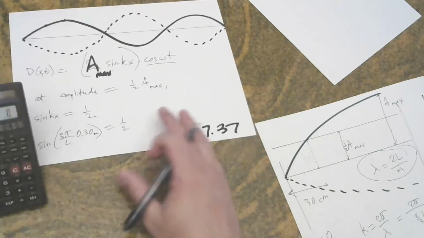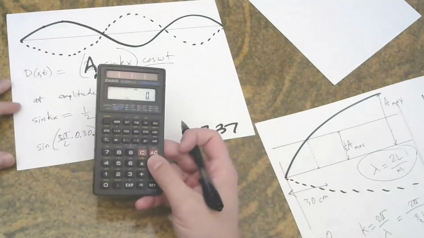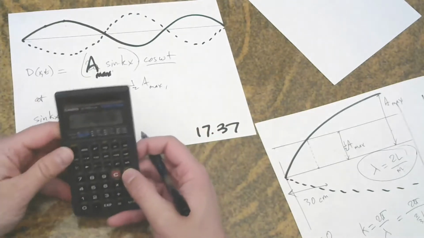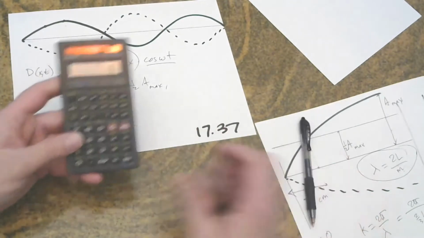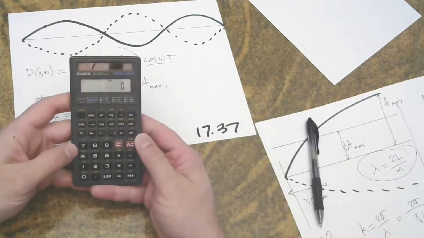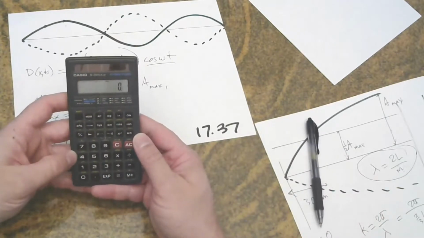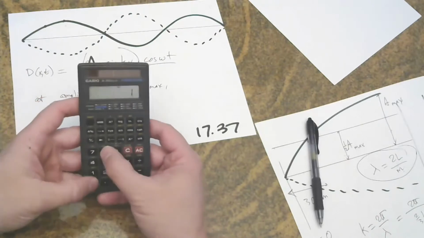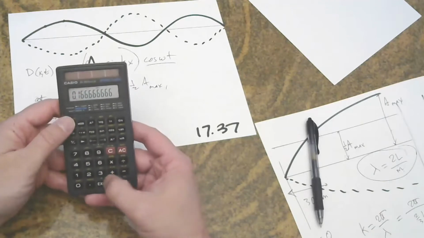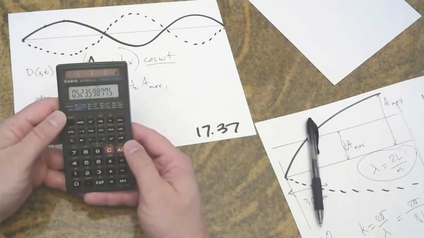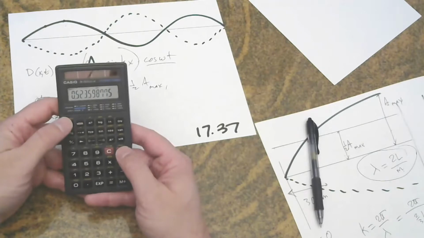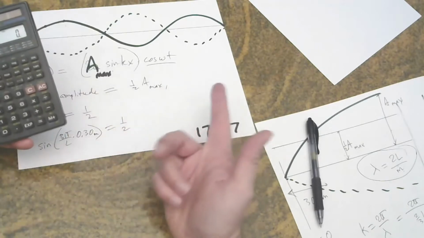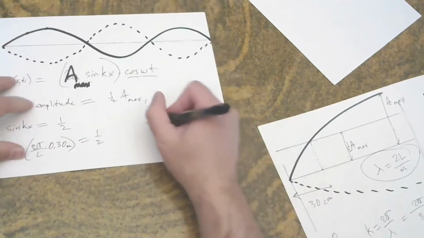This is what happens when you're a little low on sleep. Pi over 6, is that 30 degrees? Yeah, because 60 degrees is pi over 3. Okay, well, if I want to be really compulsive here, I can do this. 30 degrees compared to 180, and I take that fraction of pi. Okay, 0.52. Well, what is pi over 3? Let's see, I didn't do it wrong. It's pi over 6, right? That's what I said, pi over 6.